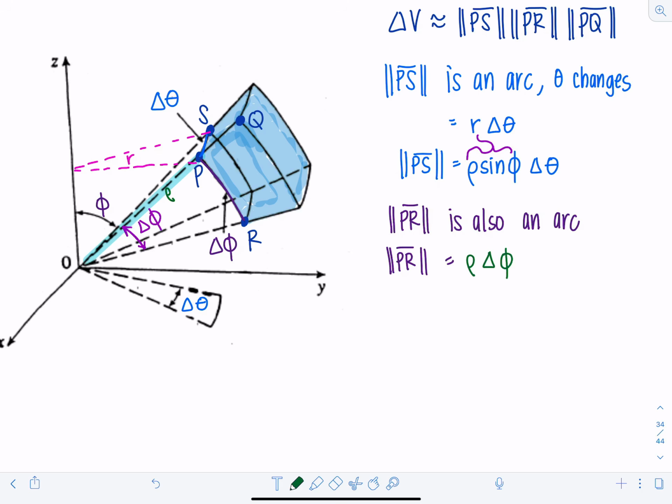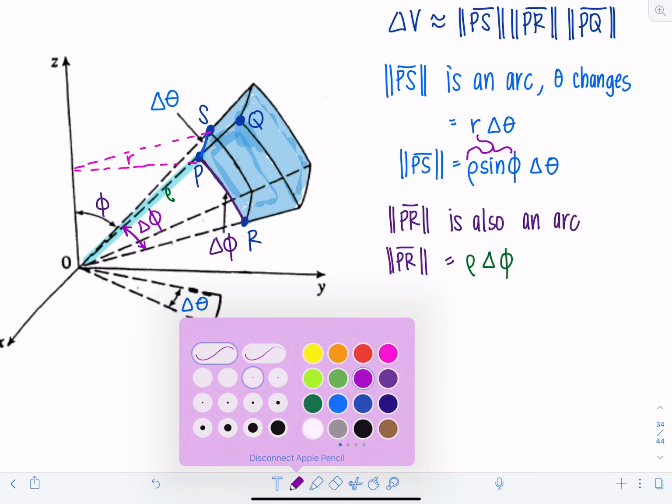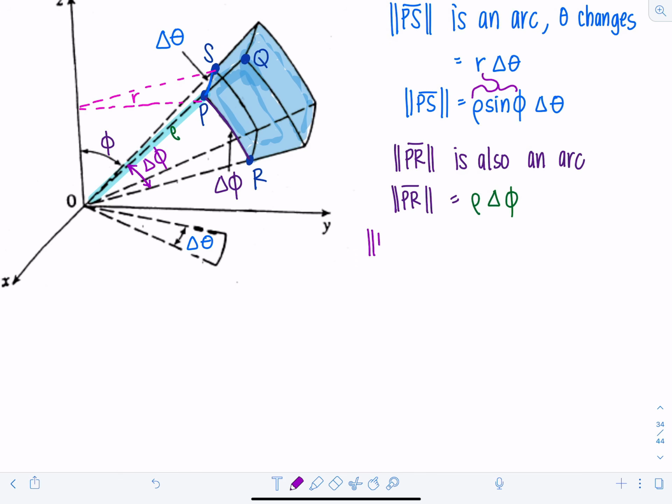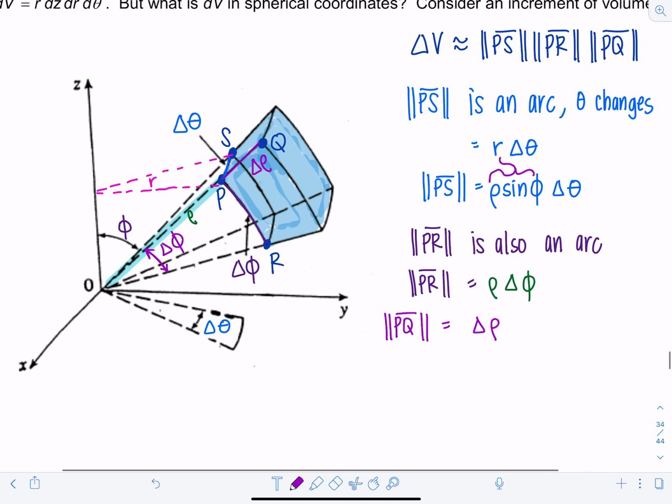Now last one is PQ. So that PQ, well, that's not dependent on any angle changing. That's just a change in rho. So that's delta rho. Let me make it more rho-y. Good. So PQ is change in rho. Okay. Anything I need to add to the diagram? I don't want it to get too cluttered. This is Z, obviously, right? If you're thinking back to rectangular or cylindrical. I've got my delta theta. Yep, everything looks lovely.